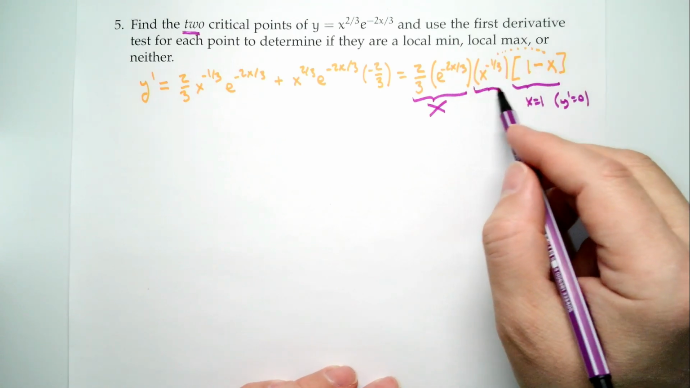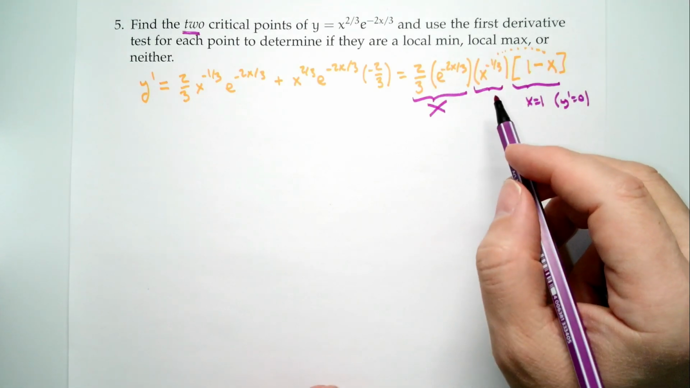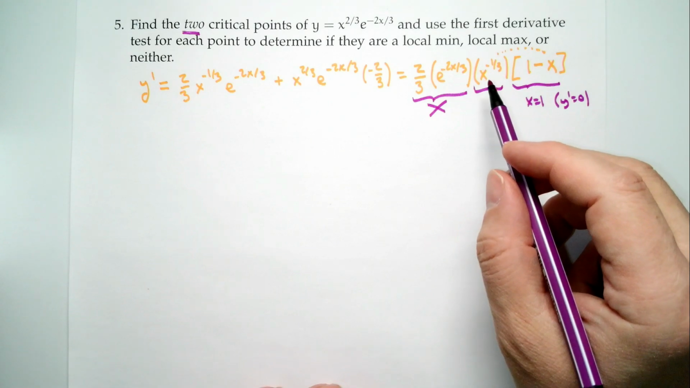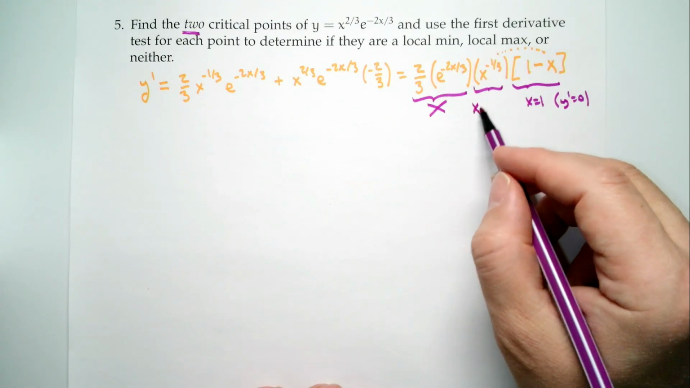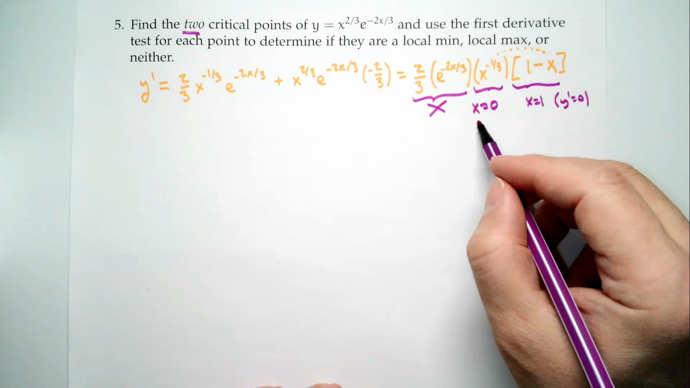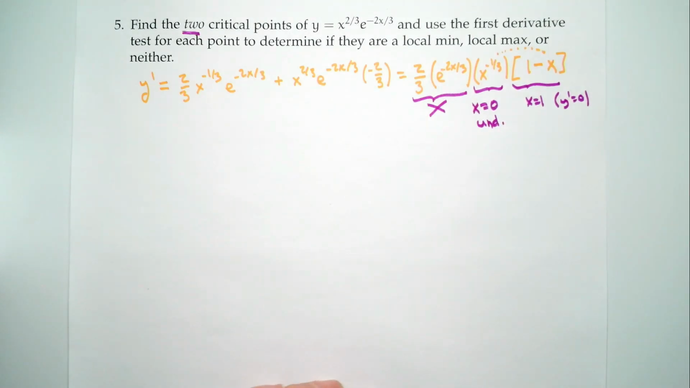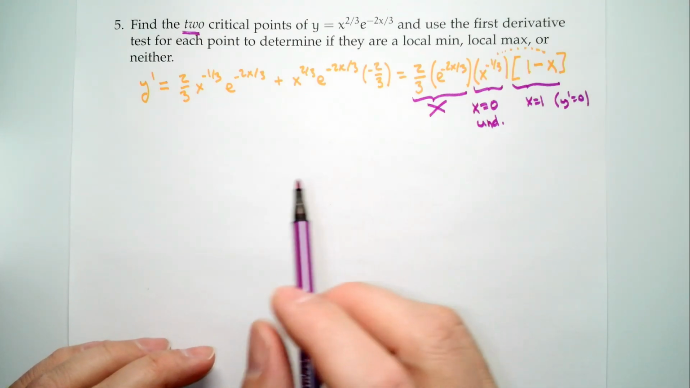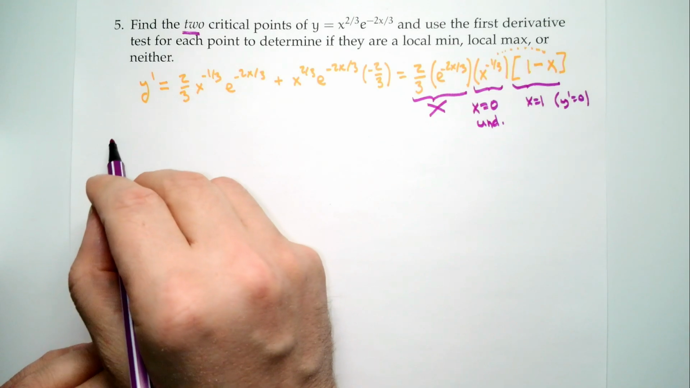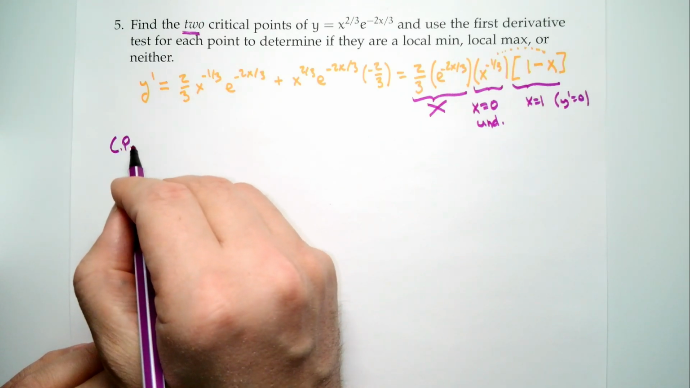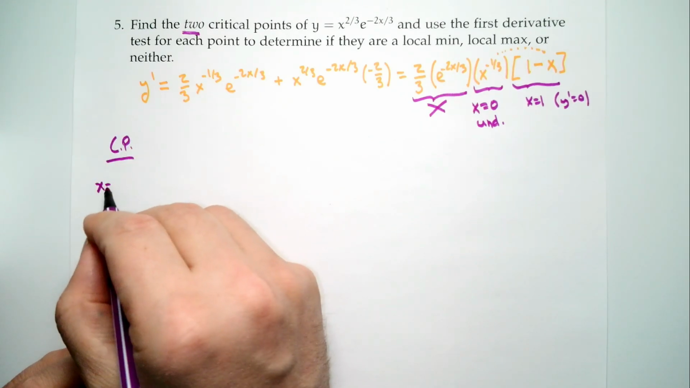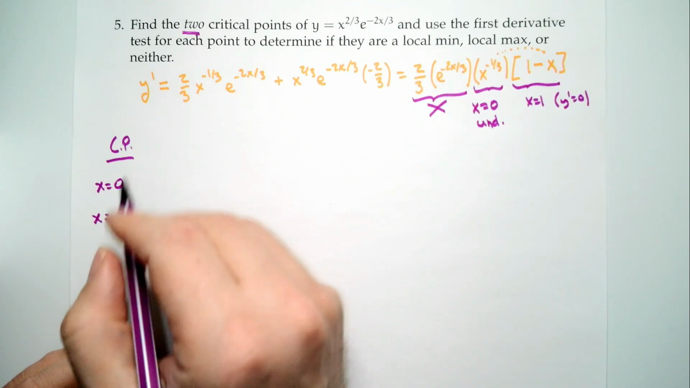How about here? Well, yeah, there's a problem. Where is it, though? It's at 0. Why? That's the place where the derivative is undefined. So our critical points are at 0 and 1. All right, so we can make a list. Critical points are x equals 0, x equals 1.